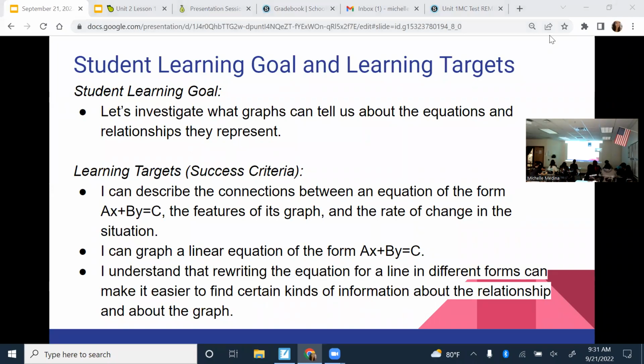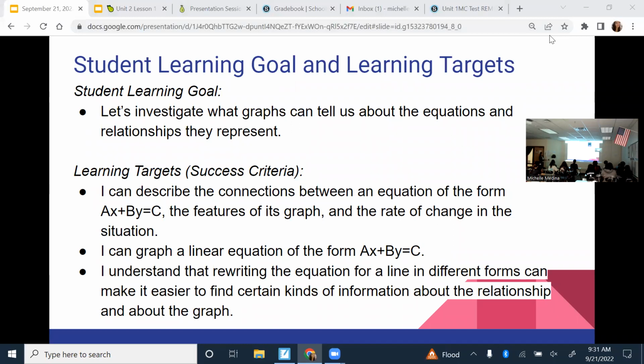All right, the goal of today, we are now in lesson 10 of unit 2, is to investigate what graphs can tell us about the equations and the relationships that they represent. Remember that what we are doing is problem-based learning. So it's learning through me giving you an assigned task, and then we look at maybe some trends, some relationships that come from that.